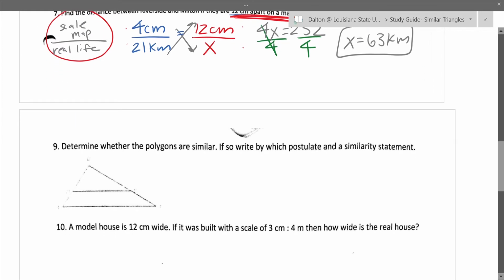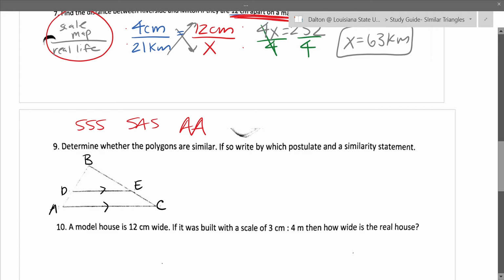Okay, it says determine whether the polygons are similar, and if so, write by which postulate in a similarity statement. So again, at the top of our paper, let's write the 3 postulates: SSS, SAS, and AA. And I hope yours isn't this dark, but mine was when I scanned it in. So I've got A, D, B, E, C, and I know that these are parallel to each other. Okay, and that's all that I know.